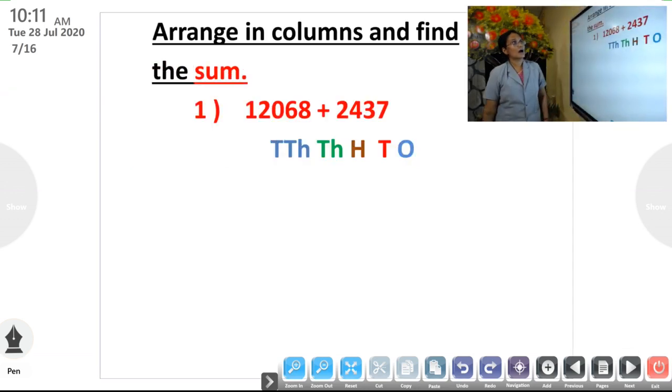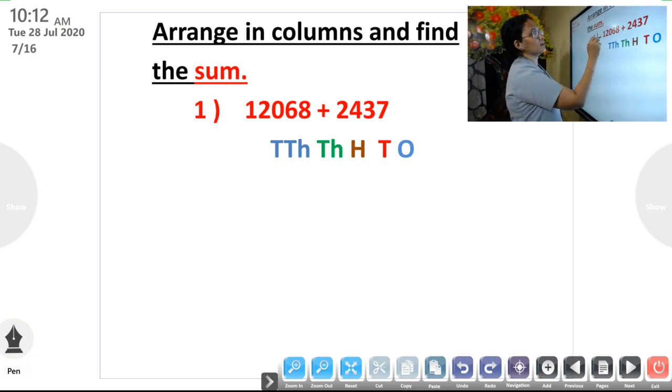Then arrange in columns and find the sum. That is a different type of question. Arrange in columns and find the sum. See, what is the number? Read the number. It is 12,068 plus 2,437. So you cannot add numbers by writing like this.